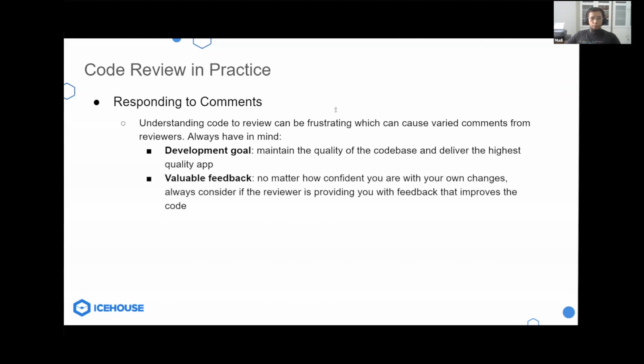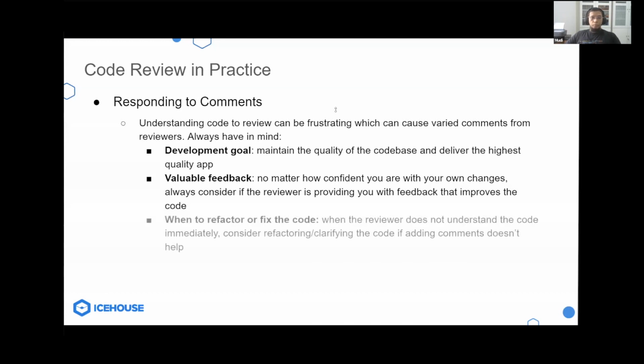No matter how confident you are with your own changes, always consider whether the reviewer is providing you with feedback that helps improve the quality of the changes even further. And when the reviewer does not understand the code immediately, there's a chance that future readers will not either. So try to add brief but meaningful comments to your code, or consider refactoring to clarify your code if adding comments doesn't help.